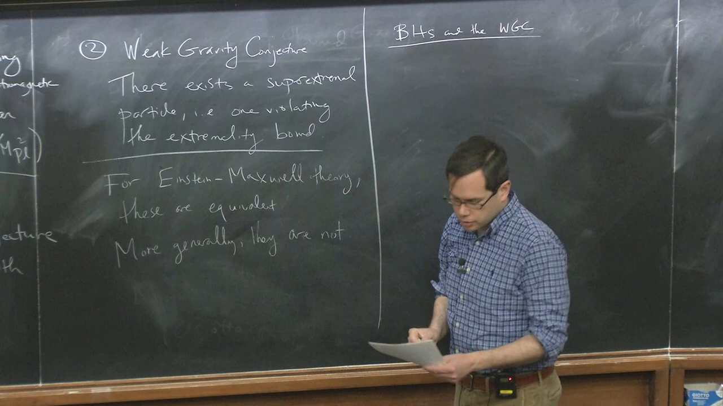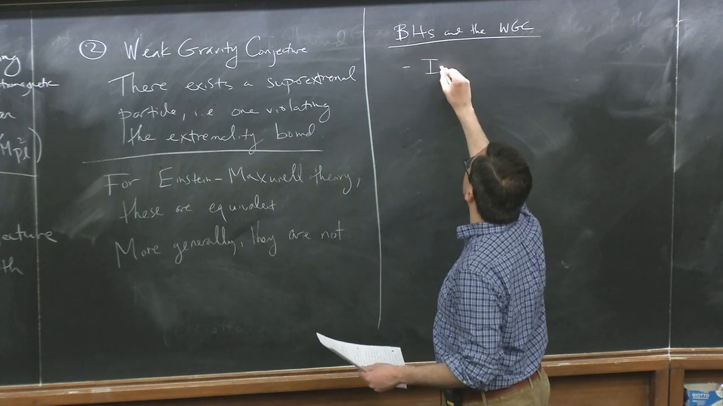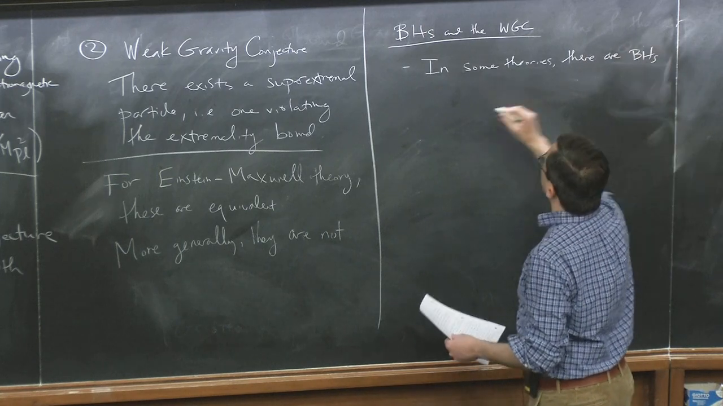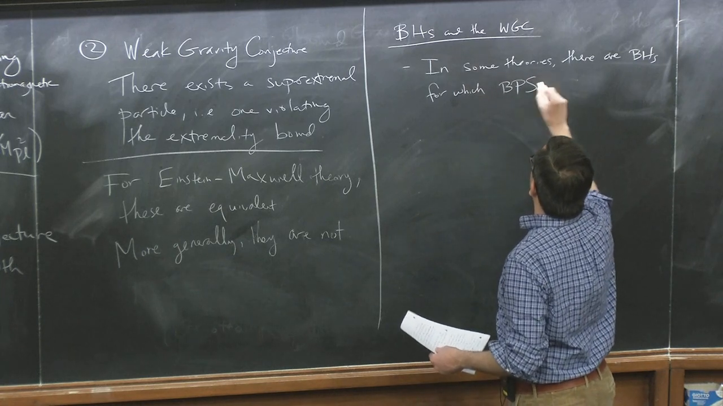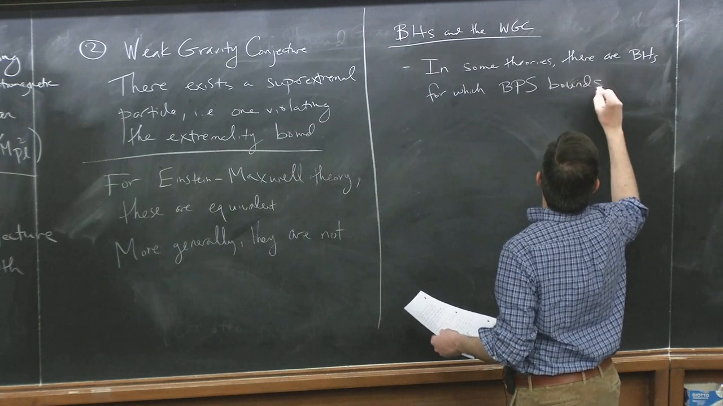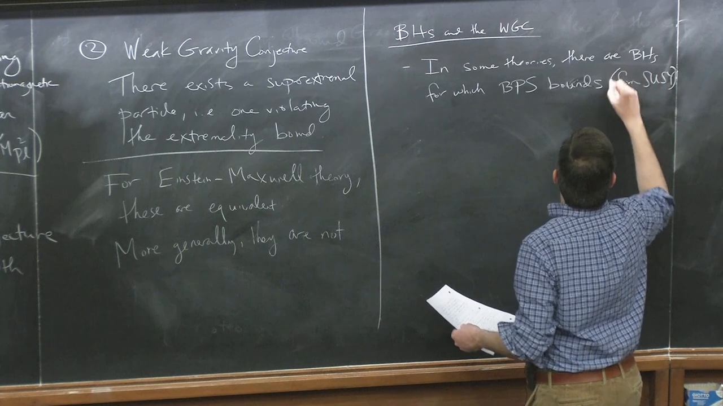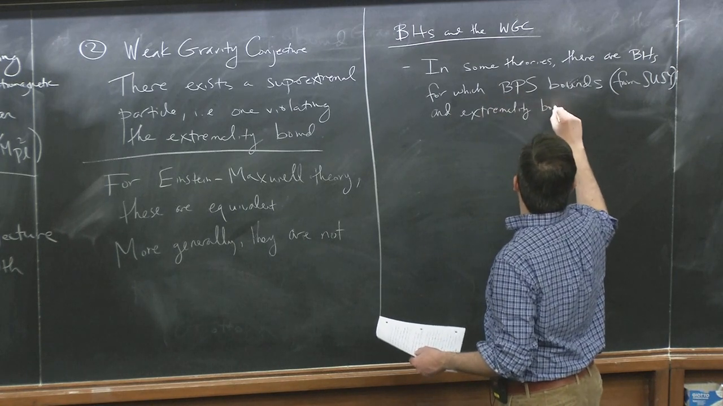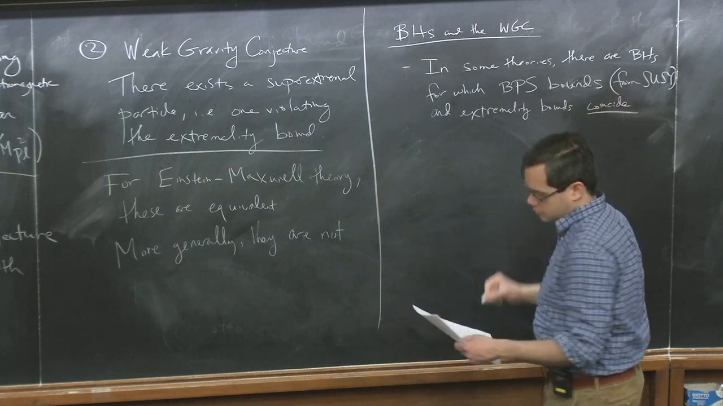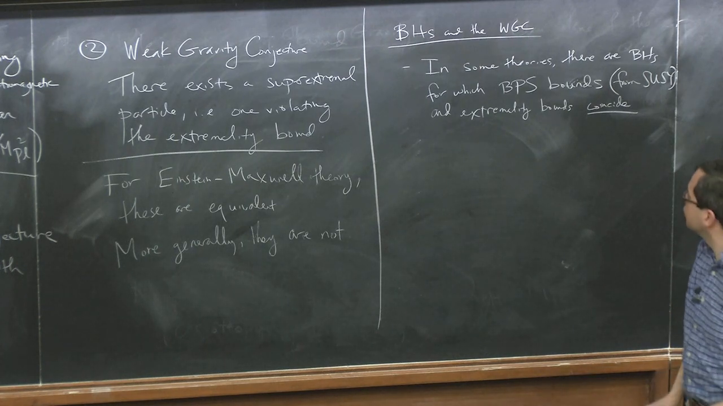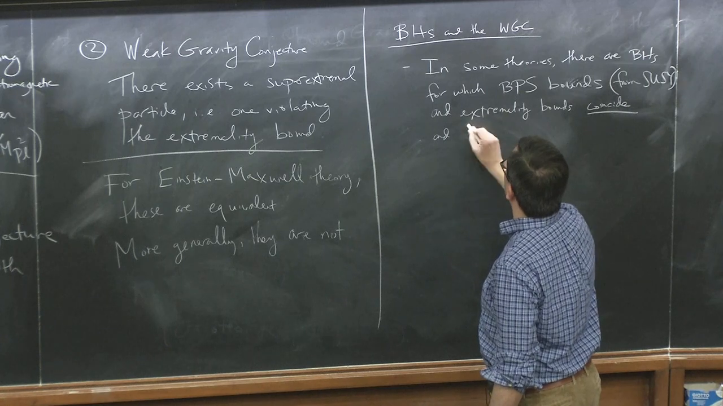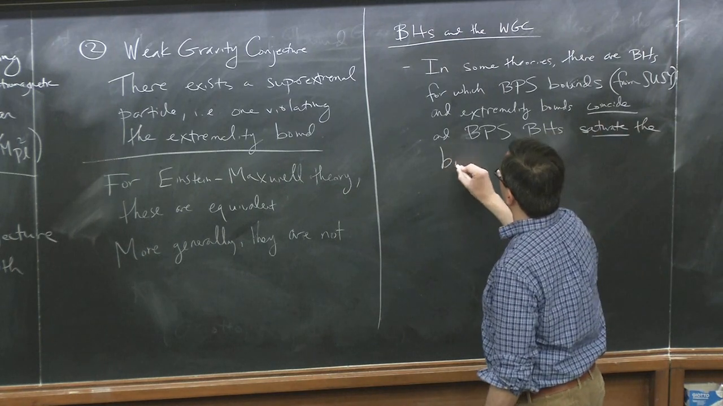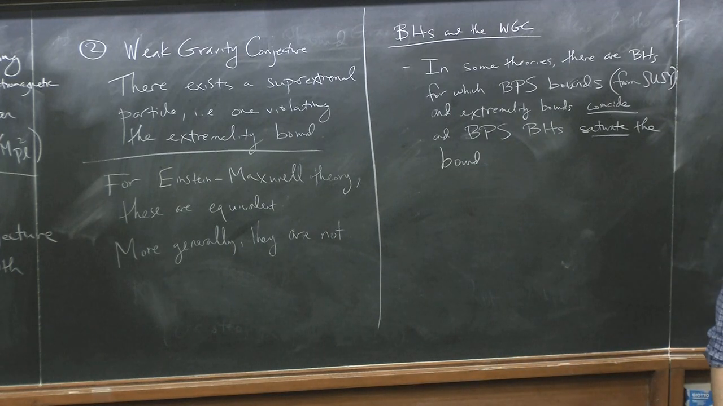The first thing to say is there are certain theories where there are BPS extremal black holes. So in some theories, there are black holes for which BPS bounds, which are a consequence of supersymmetry, and extremality bounds coincide. There are cases where these are the same bound. And in those cases, BPS black holes saturate the bound.